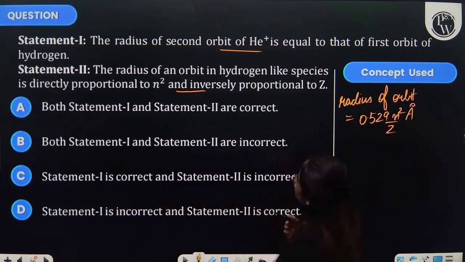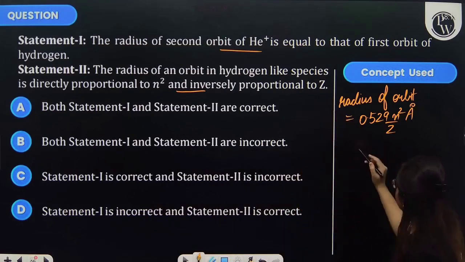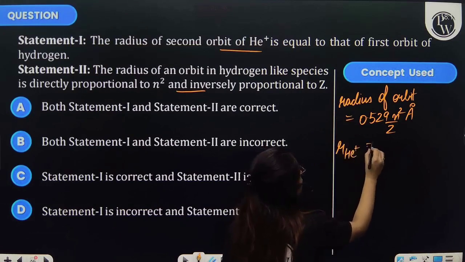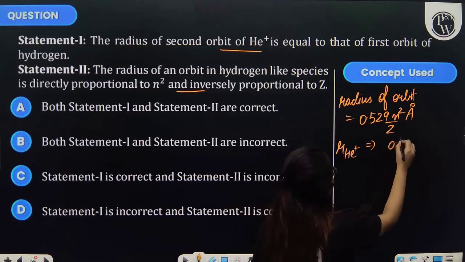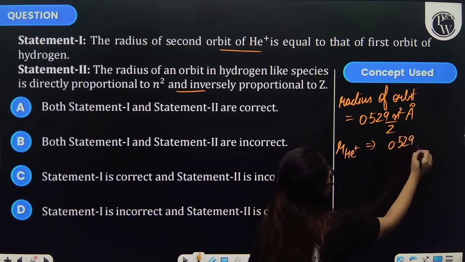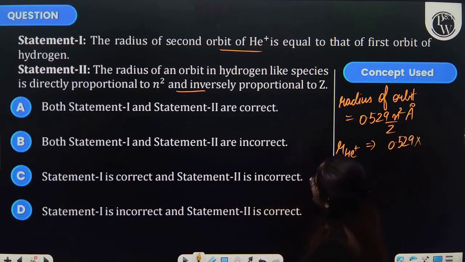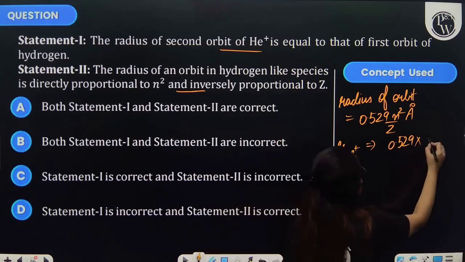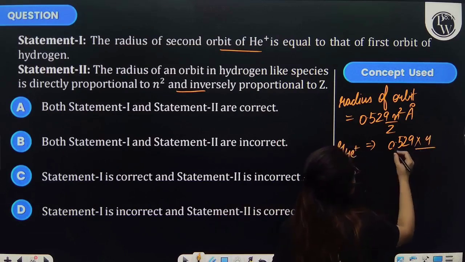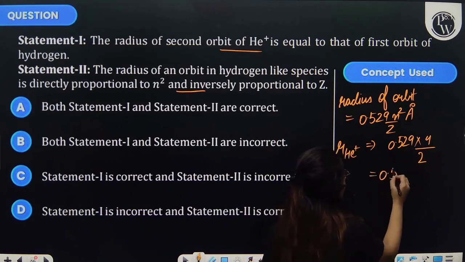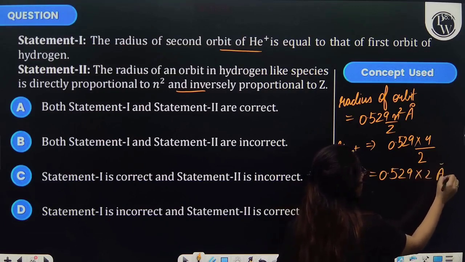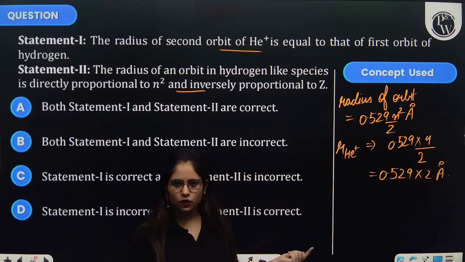Now, if we calculate the radius of the second orbit for helium, in this case the value will be 0.529, and n here, since it is the second orbit, will be equal to 2. That means 4, and then Z for helium, atomic number, is 2. That means it will be 0.529 into 2 angstrom.